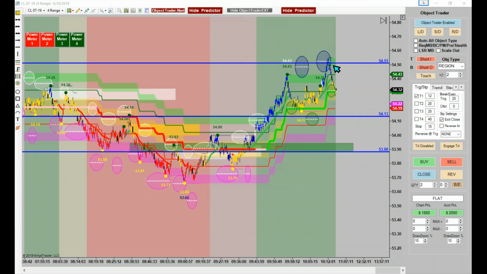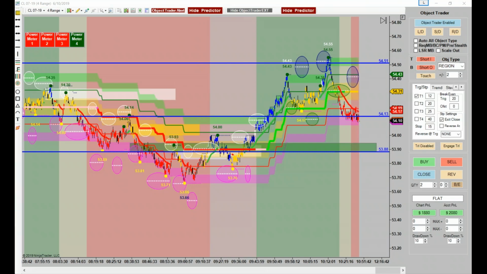Anybody remember the 55 that was drawn before we left? It hit its head literally on the money. And what did oil do after that? Well, it pretty much tanked. I actually got that trade after the room closed.